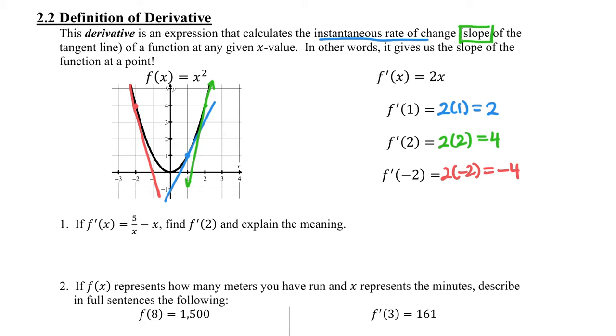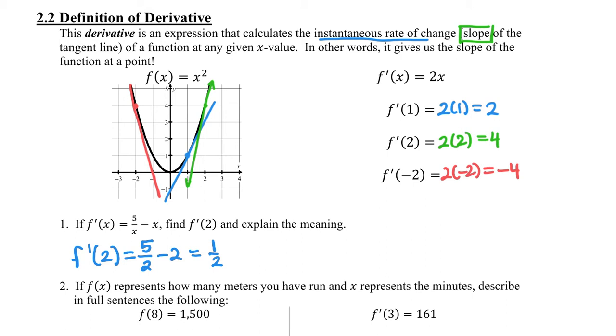Okay, so for example 1, they're telling you the equation of f prime of x equals 5 over x minus x. They want you to find f prime of 2 and explain the meaning. Okay, so I'm just going to plug in 2. What is 5 over 2? 5 over 2 is 2.5. 2.5 minus 2 is going to be 1/2.